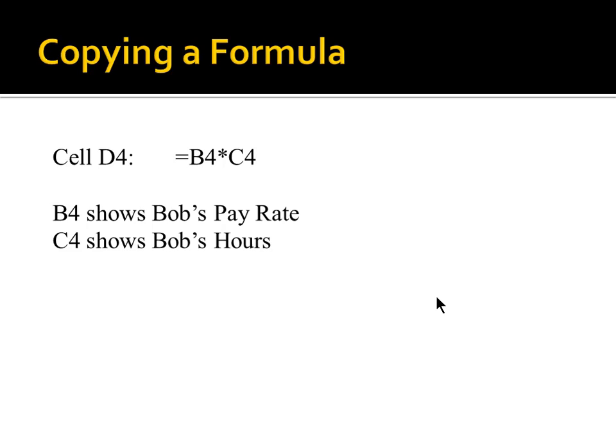Now, take a peek here. Cell D4, that's Bob's cell, had the formula equals B4 times C4. B4 was Bob's pay rate and C4 was Bob's hours. So I'm basically taking B4, Bob's pay rate, and multiplying it by C4, Bob's hours. Notice this was typed in cell D4. Notice Bob is row 4. Bob's pay rate is B4, and Bob's hours is C4. So you notice that everything is row 4.